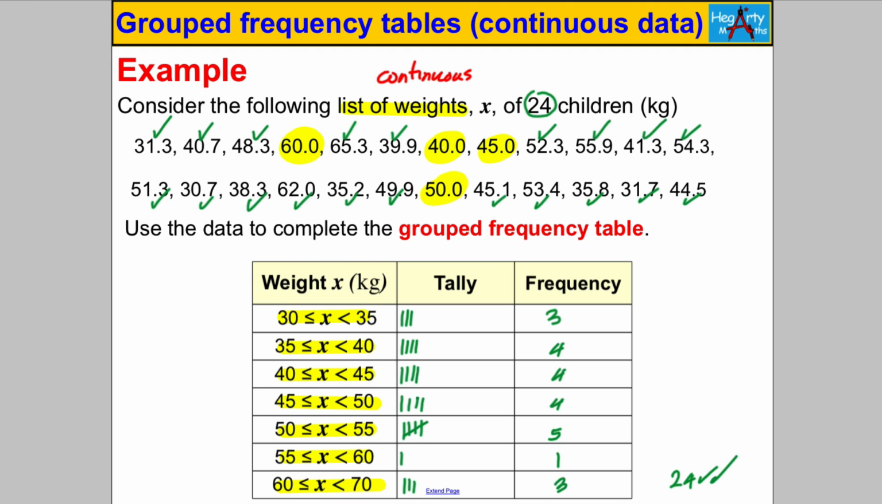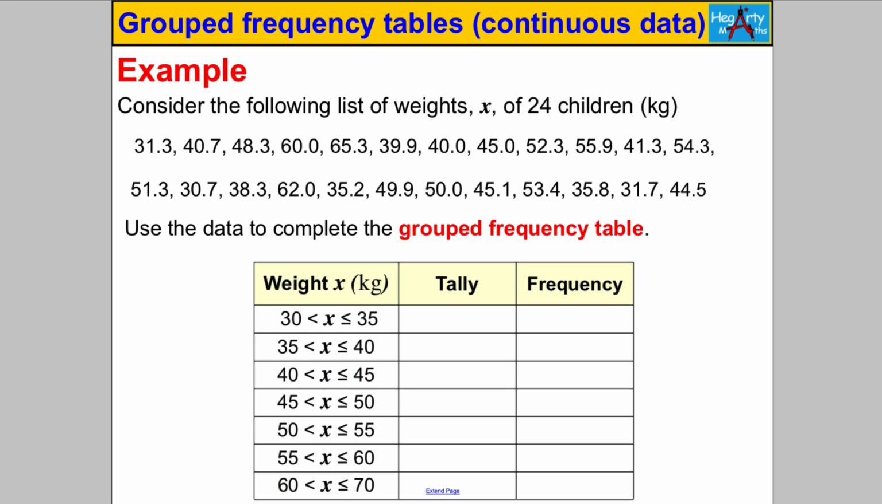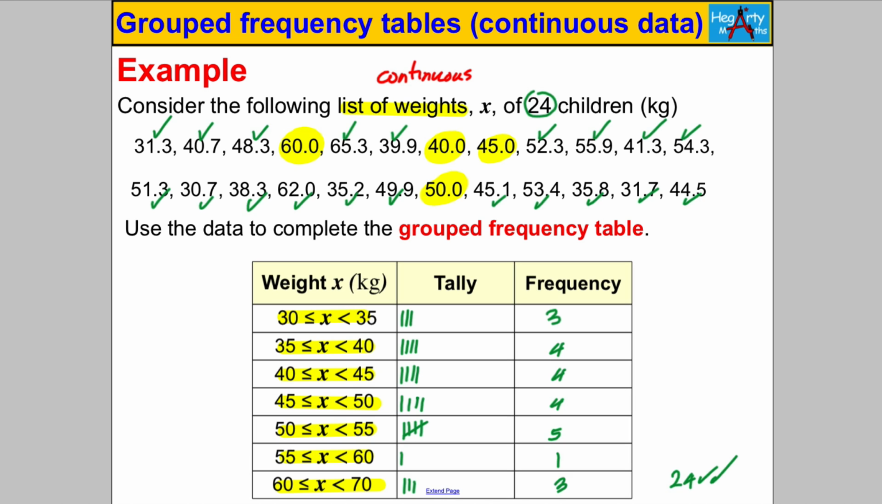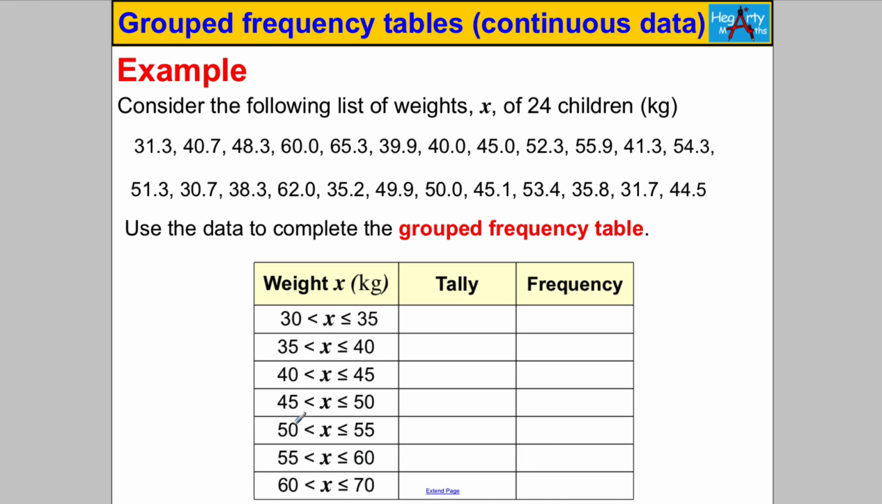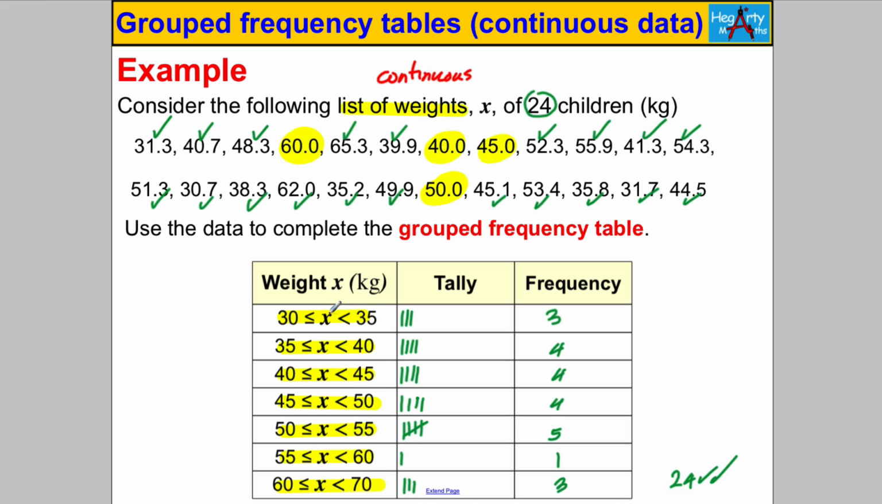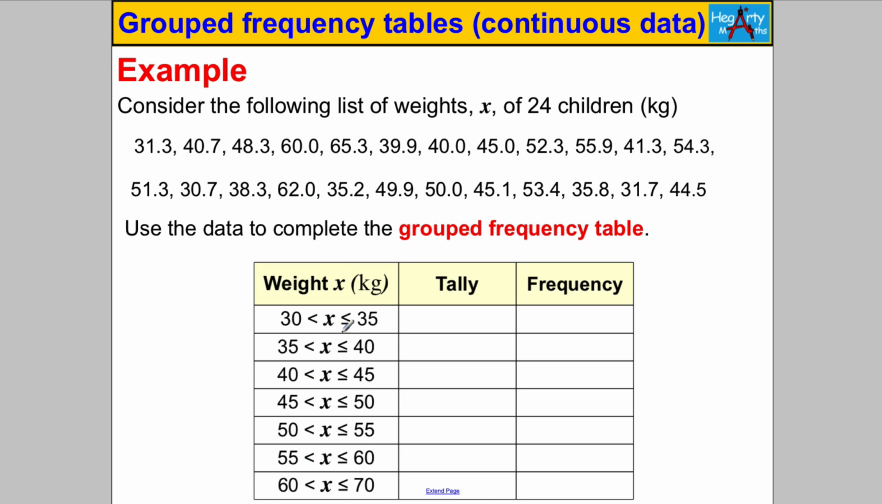Now, with the exact same data, you can see it's exactly the same data here. I want you to fill in this one, but you'll notice that the way that the intervals are described with inequalities, this time we've got the less than or equal here, and this time we've got the strictly less than here. So make sure you can fill in those and see what the differences are.